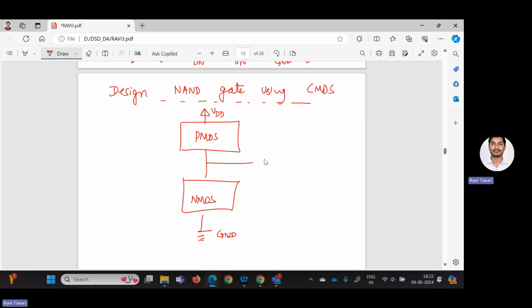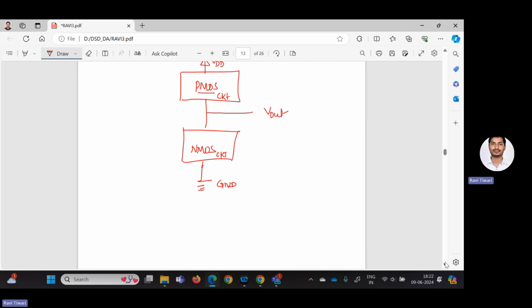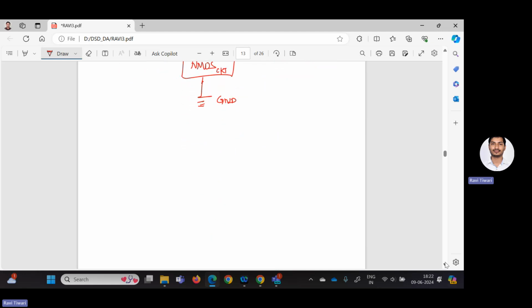From the center, you take the output. Why? Because we know that from the bottom of the PMOS, we are taking the output, and from the top of NMOS, we are taking the output from the NMOS, right? So here, what we have to do, you have to draw the PMOS circuit at the top and NMOS circuit at the bottom, right? So let's see if you want to design the NAND gate, how we will start it.